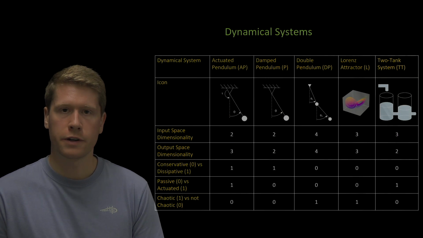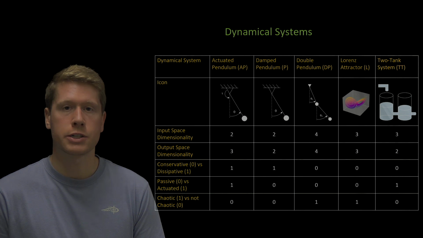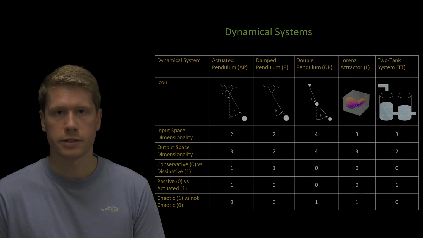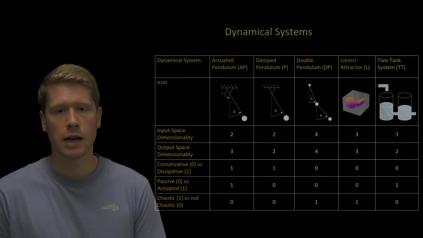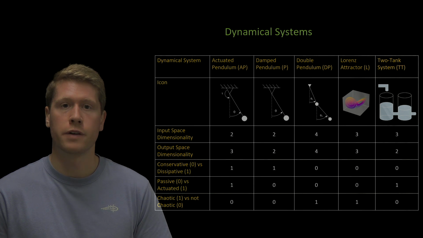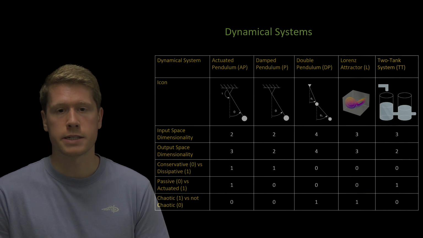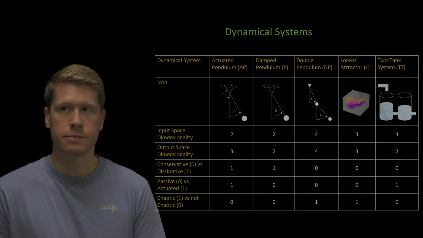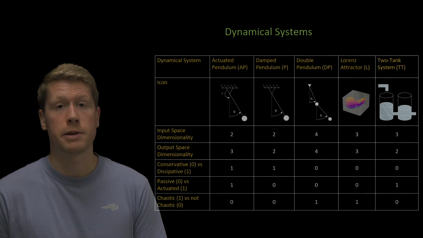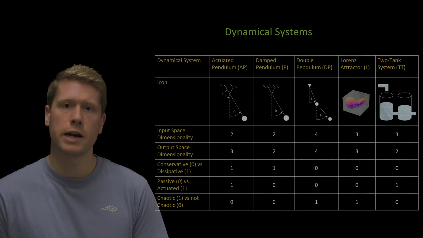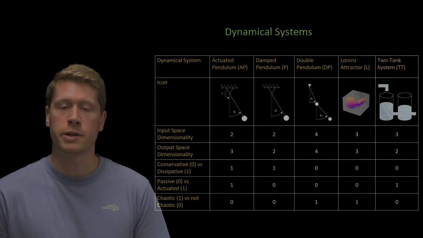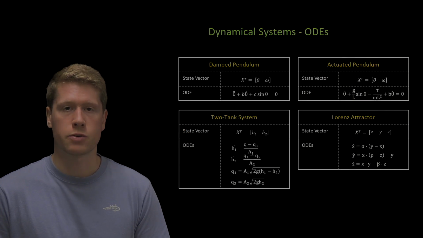We've looked at 5 different dynamical systems: the actuated pendulum, damped pendulum, double pendulum, Lorenz attractor, and the two-tank system. We have systems with different characteristics. We have chaotic systems, non-chaotic systems, passive and actuated systems, and systems with different input and output space dimensionalities. We also have more and less complex systems, which will be more obvious if we look at the ODEs that describe these systems.